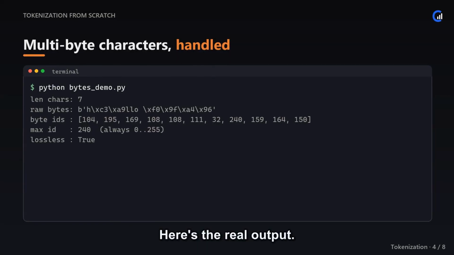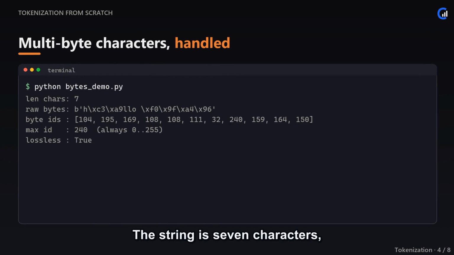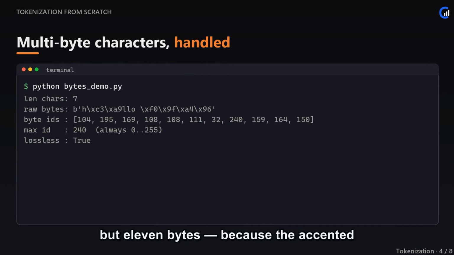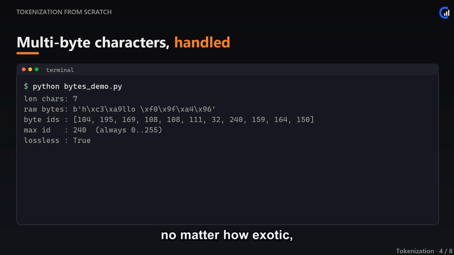Here's the real output. The string is 7 characters, but 11 bytes, because the accented E takes 2 bytes and the robot emoji takes 4. Notice the largest ID is 240, comfortably under 256. Every character, no matter how exotic, dissolves into ordinary bytes, and decoding gives the exact string back. Nothing was unknown, nothing was lost.